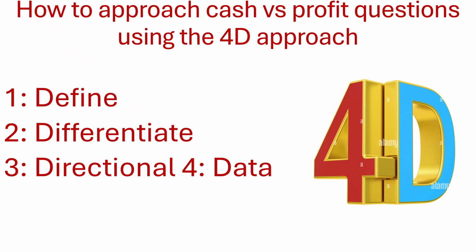You give directional data that explains why one is higher than the other. But in your reading time, make sure you process which direction that is. Is net cash higher than net profit or vice versa? Because that will have a major impact on those 3rd and 4th points there.